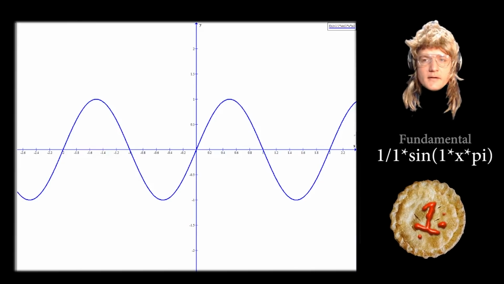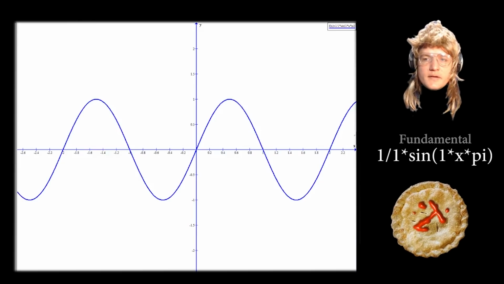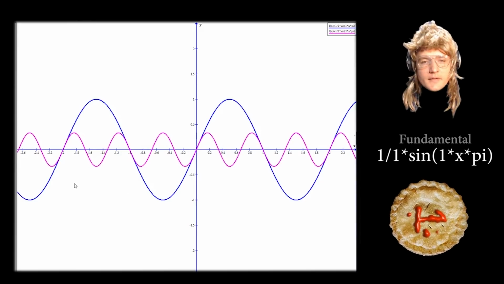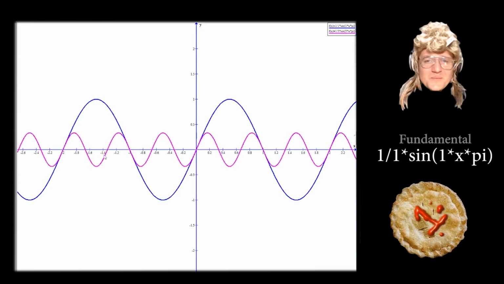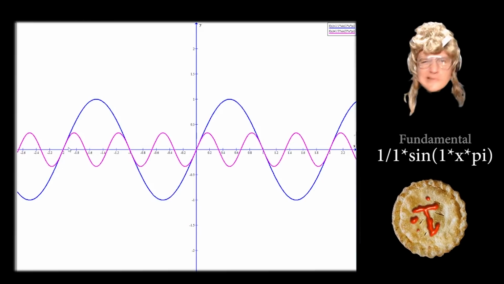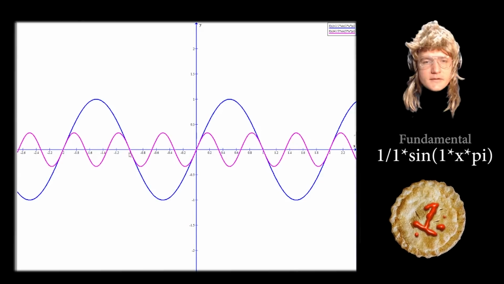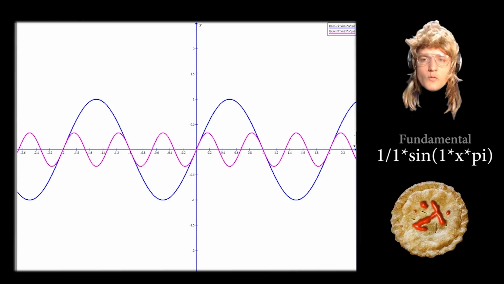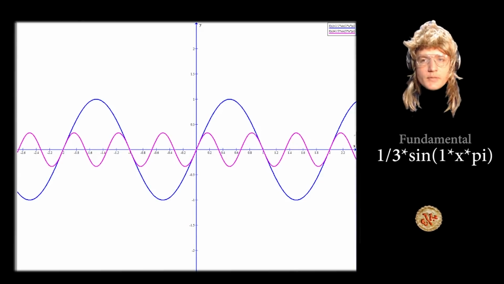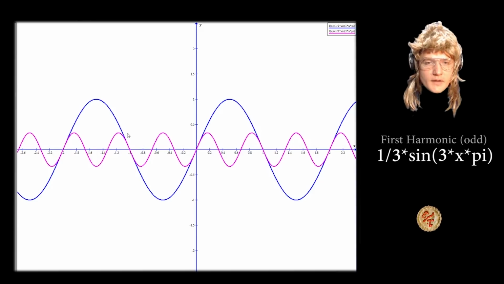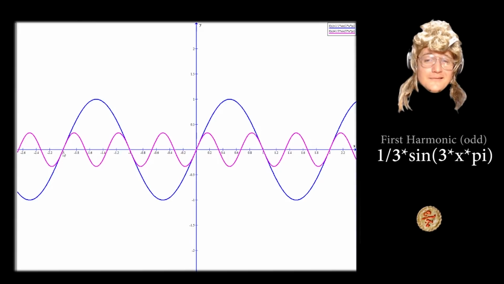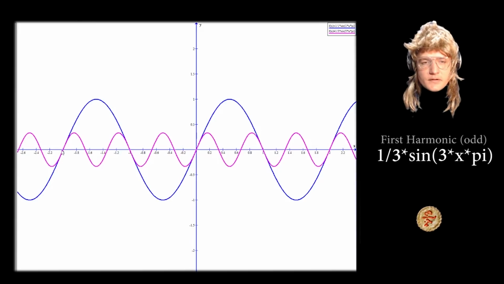Okay, let's add our first harmonic of the series. There. It fits really nicely into the fundamental frequency. See how it fits just so neatly. 1/3 of the amplitude and 3 times the frequency. It's 1/3 of the overall height. As you can see, in one oscillation of the fundamental frequency, we are seeing 3 oscillations of the first harmonic.